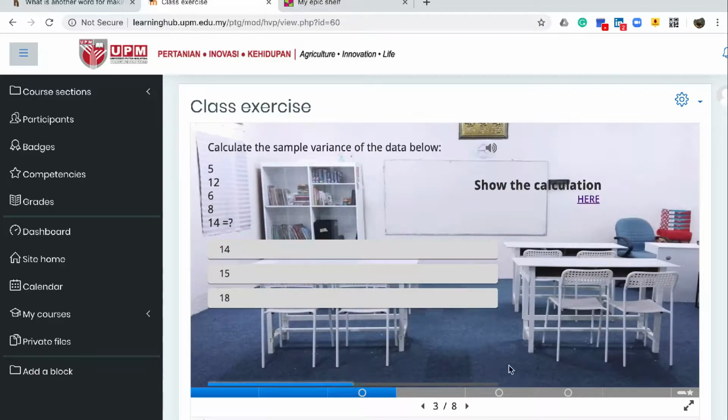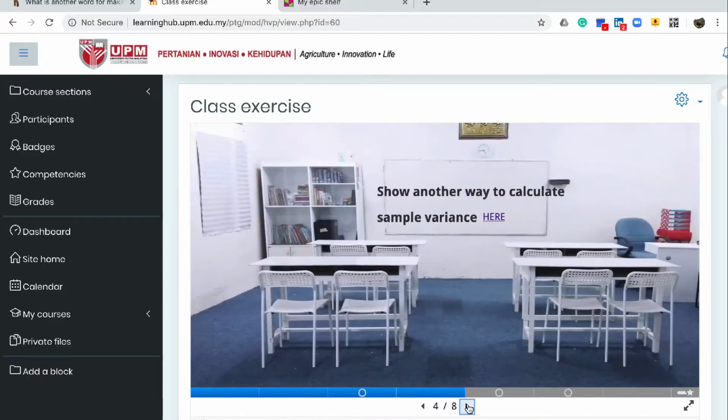Okay, next question is, show another way to calculate sample variance. Just now I mentioned that there are two ways of calculating the variance, right? So show another one and upload to the same link too.